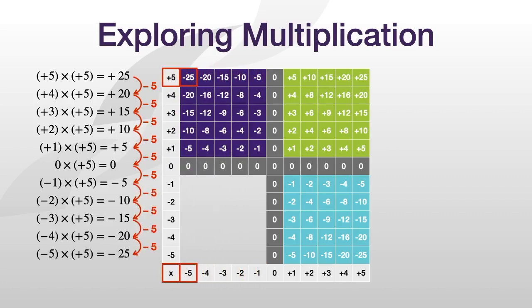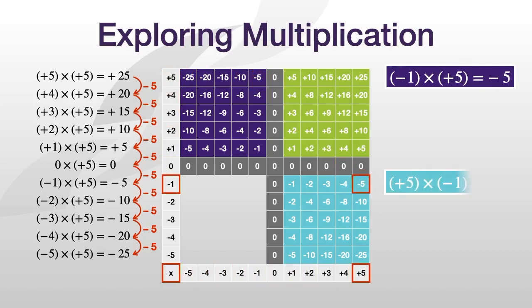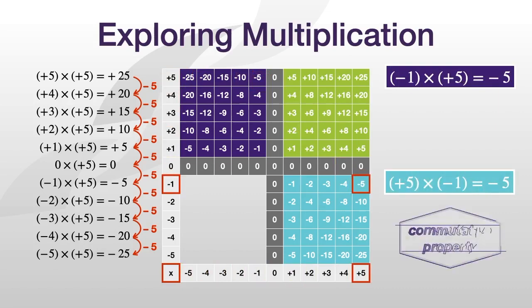Notice that the product of negative 1 and positive 5 is equal to the product of positive 5 and negative 1. The commutative property of multiplication extends to integers. This means that the order of the factors does not change the product. The numbers can commute, or move around, without changing the result. Can you fill in the rest of the table?